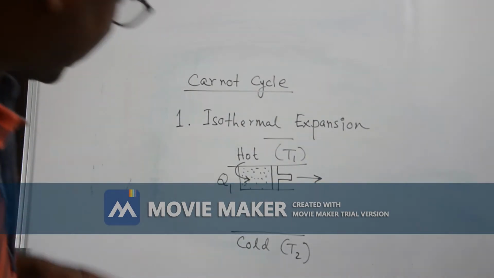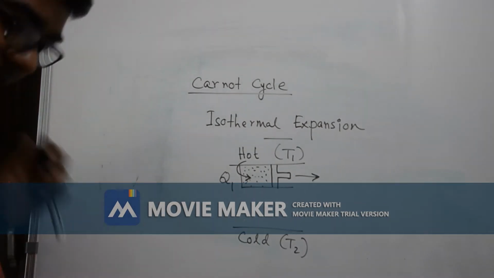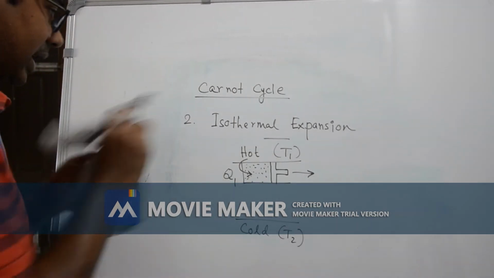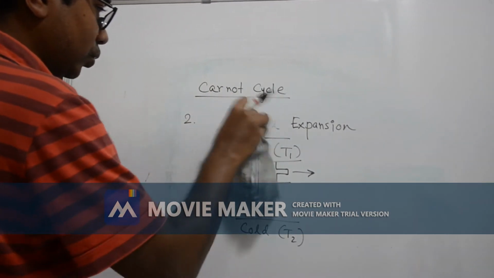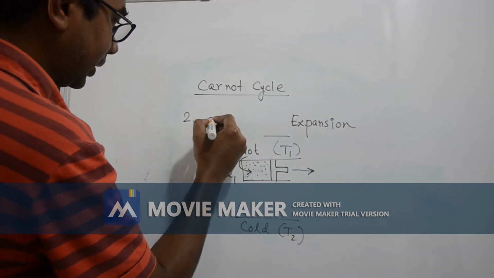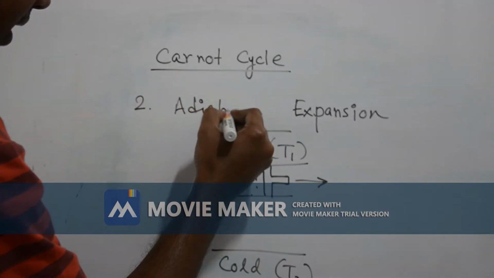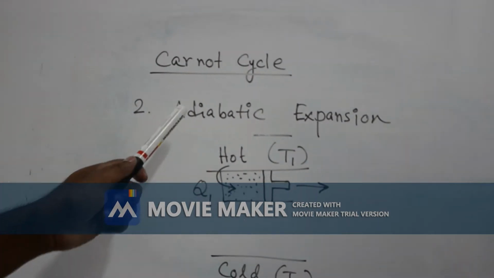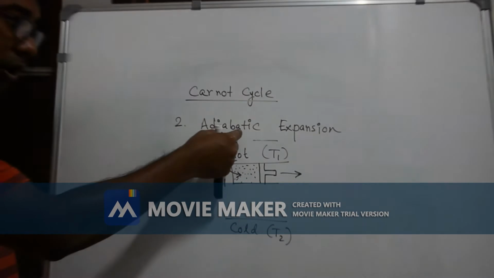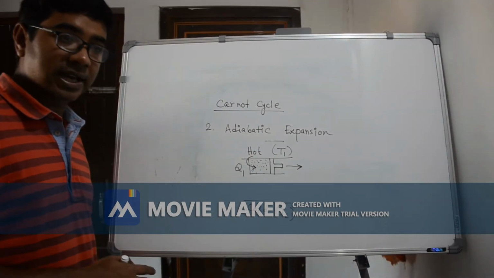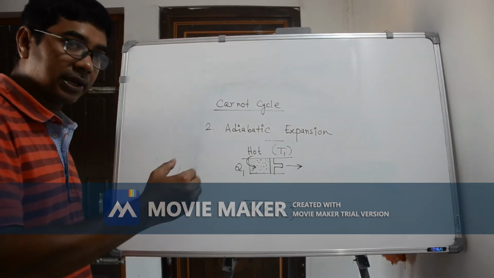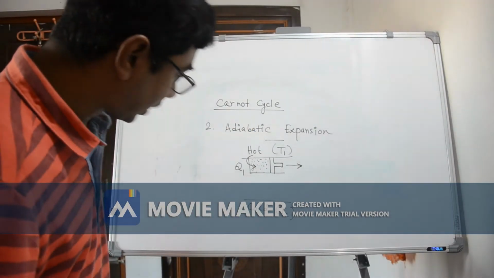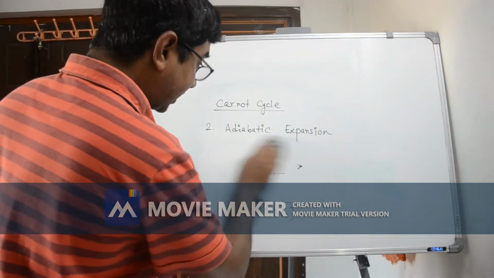Clear? Now the second step is again an expansion, but followed by the isothermal one, this is the adiabatic expansion. There is no exchange of heat here, because we all know that an adiabatic process is a process in which no heat is exchanged between the system and the surroundings. So no heat can go out, no heat can come in. But still it's an expansion.